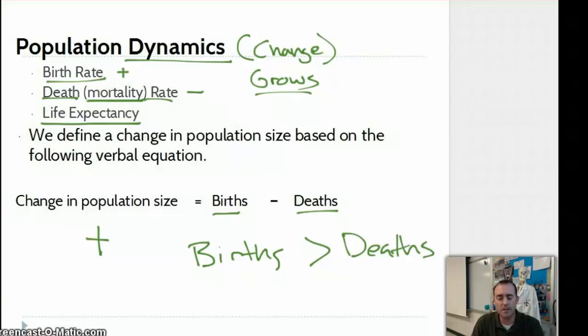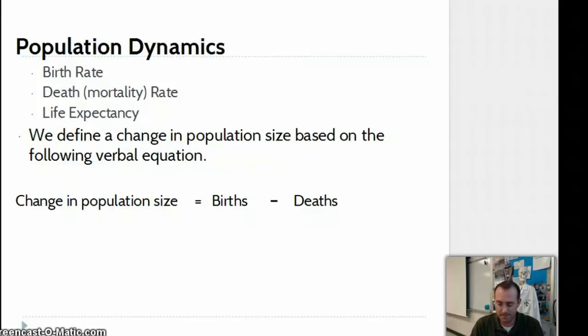That would give us a positive change in the population. The population would be growing. Now, if we change this and we say we're going to have a negative change in the population, that would mean the births have to be less than the deaths. The deaths outnumber the births, which means the population is decreasing. We could also say the population does not change in size, so that number is equal to 0, and that means the births will equal the deaths. So those are all the different ways a population could change in size.